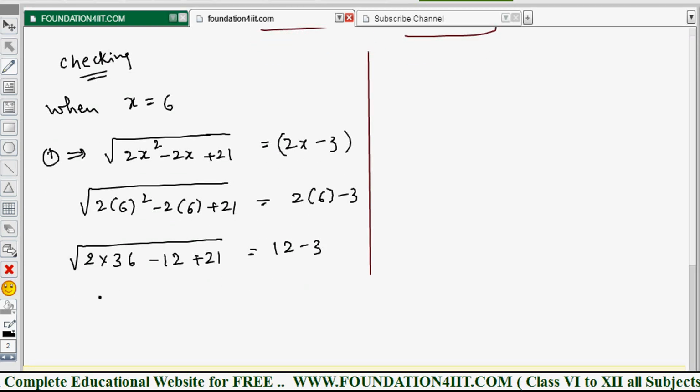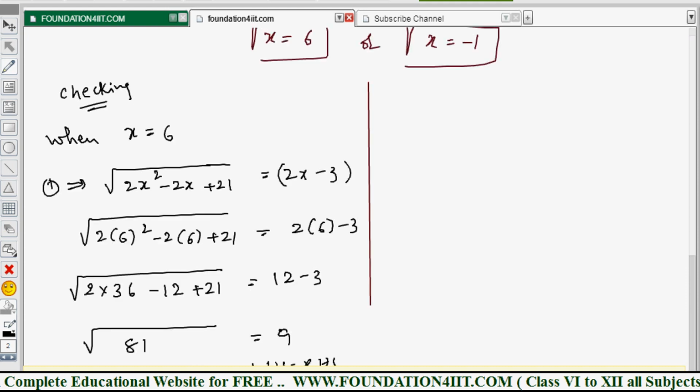Now, square root of 36 into 2, this is 72 minus 12 plus 21, that is total 81. This side is 9, and that's it. So the root of 81 is 9. So 9 is equal to 9. So we got LHS is equal to RHS. Okay, LHS is equal to RHS we got. So therefore x is equal to 6. This is the root of the given equation.